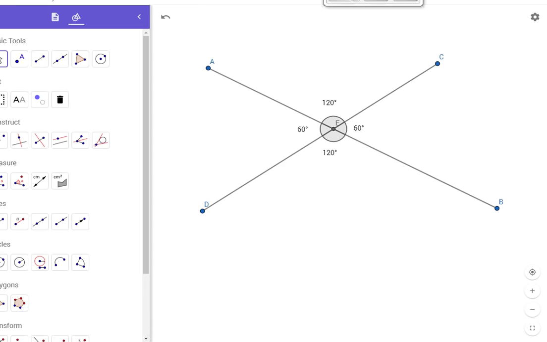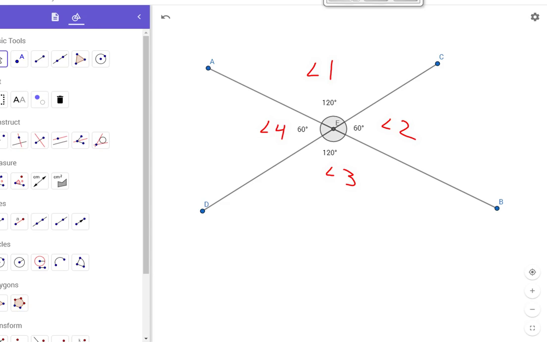As I talk about angle relationships, let me show you what this graphic looks like. First of all, we have adjacent angles. Let's say I call this angle 1, angle 2, angle 3, angle 4. Notice how angle 2 and angle 4 are both 60 degrees. Angle 1 and angle 3 are both 120 degrees. So that's the first thing I want you to notice.